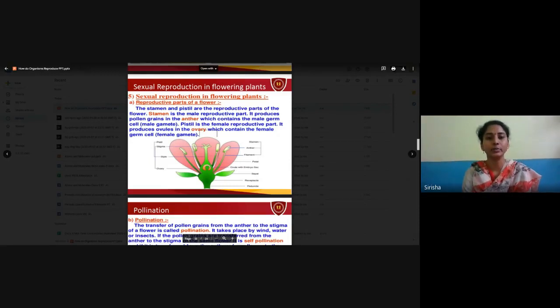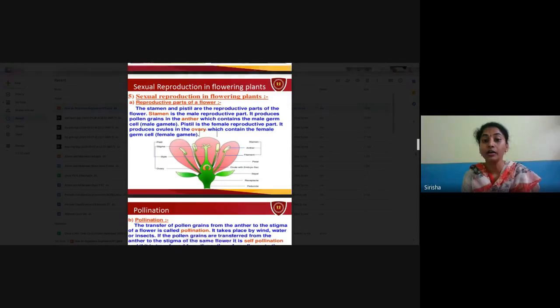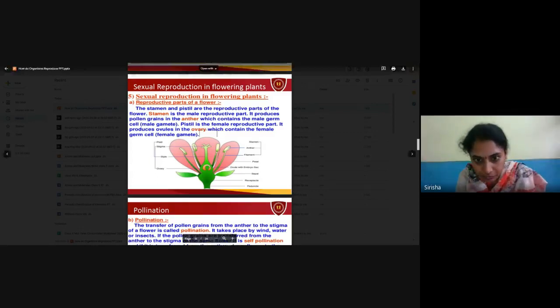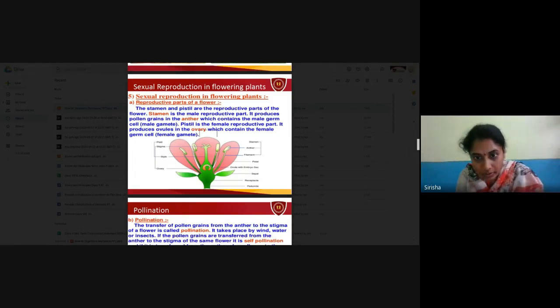Let us see sexual reproduction in flowering plants. So there are reproductive parts in a flower. The stamen and pistil are the reproductive parts of a flower. See here, this filament type of structure, all these are called stamens. This is called the anther, as well as the pistil. The middle one is called the pistil.